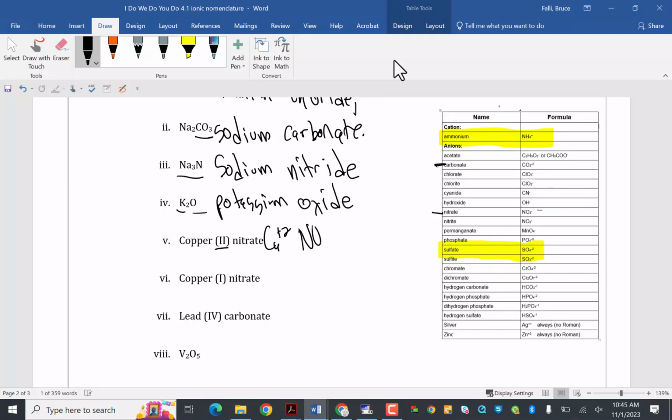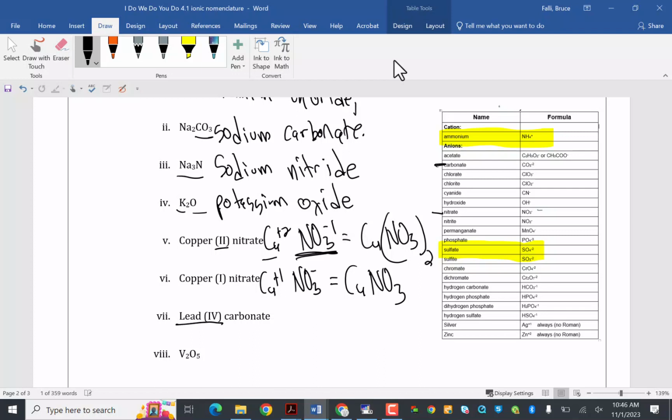NO3 minus 1. Now notice I need 2 of these guys to cancel out the plus 2. So it's going to be Cu(NO3)2. I need 2 nitrates, taken twice. Copper 1 nitrate, almost exactly the same. Copper plus 1, NO3 minus 1. Oh, they equal each other, so it's going to be CuNO3.